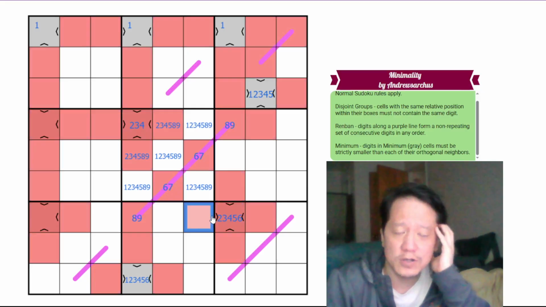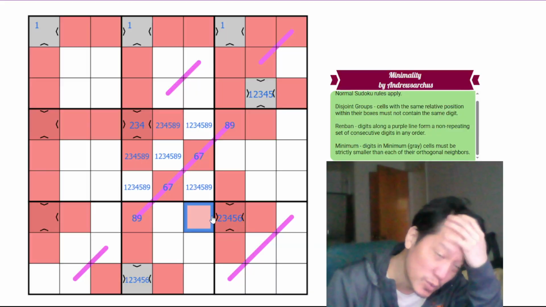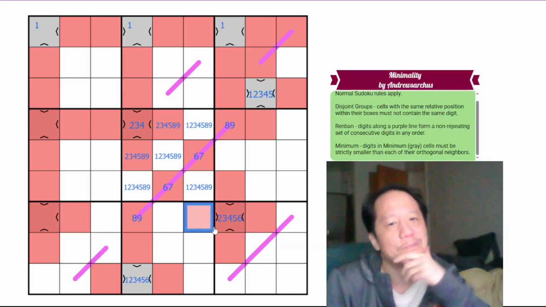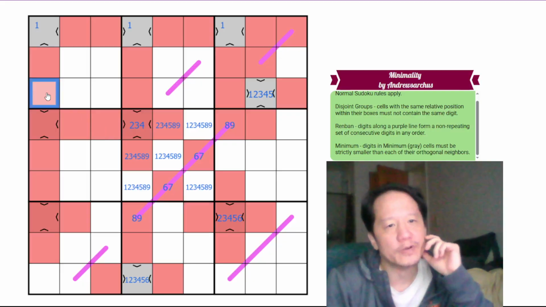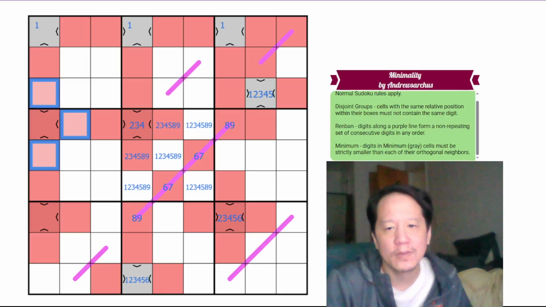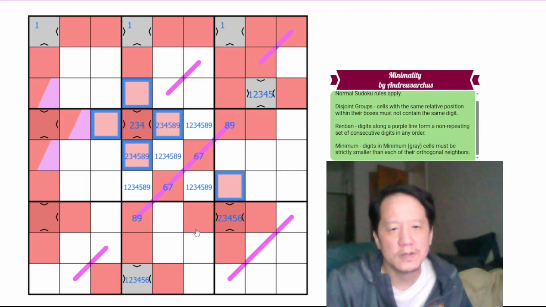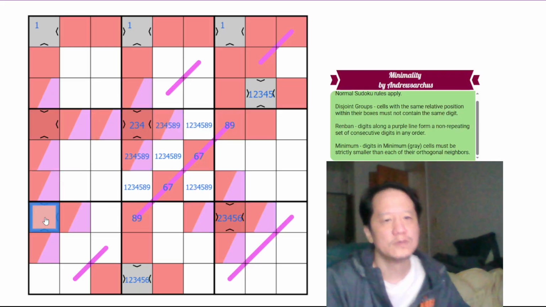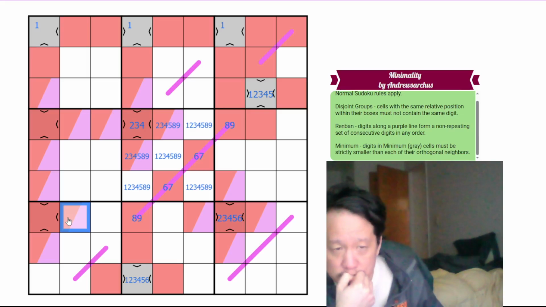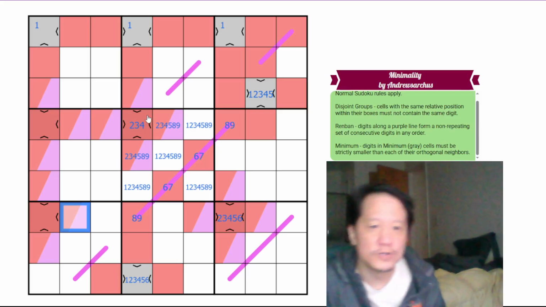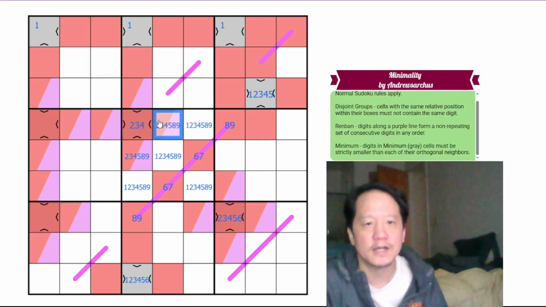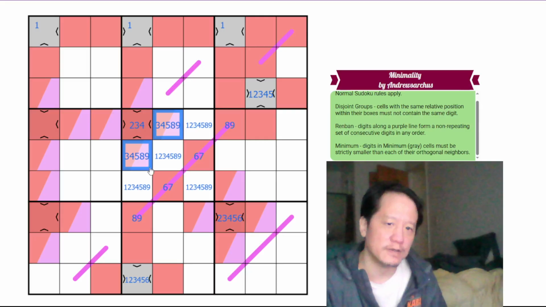Do we start layering on what cannot be 2? Maybe. Okay. I guess we'll make it pink. It's not very many, I guess. Not too helpful. So this must be less than this, and it cannot be 1. So this is 3, 4, 5, 8, and 9.